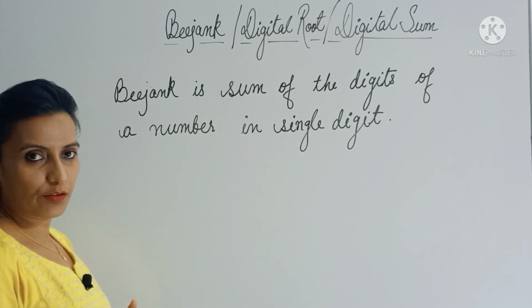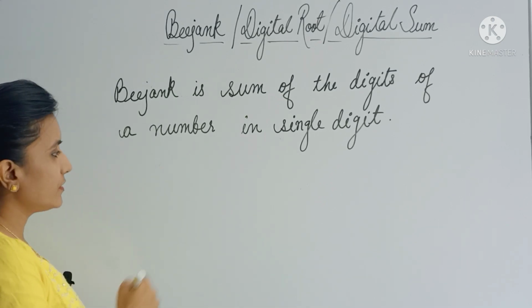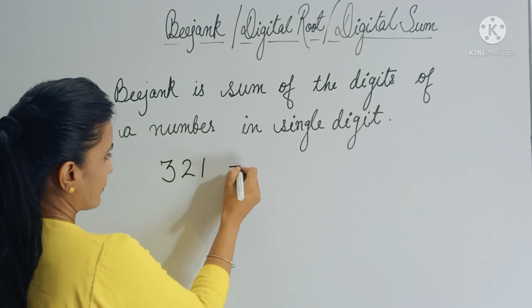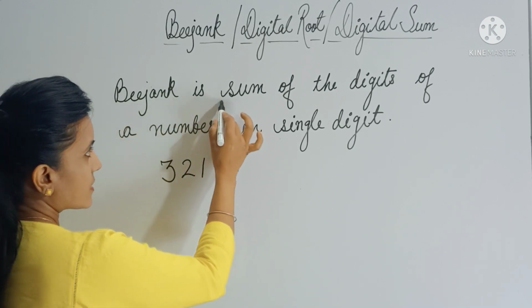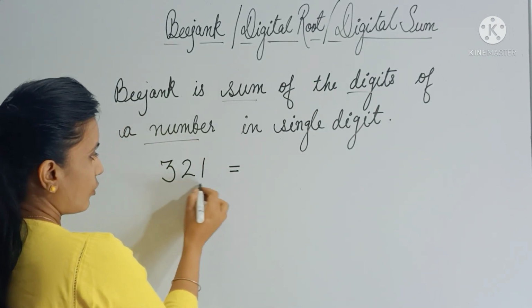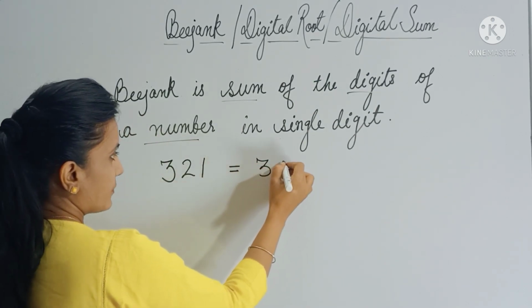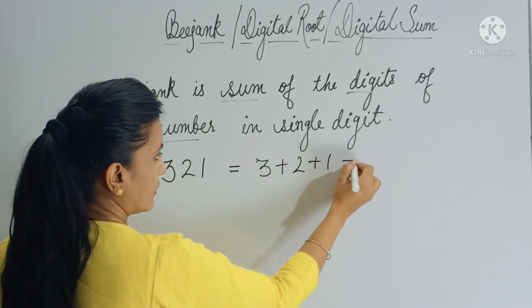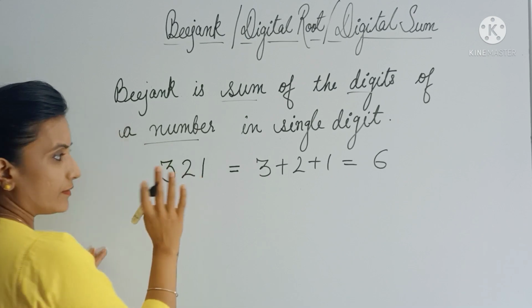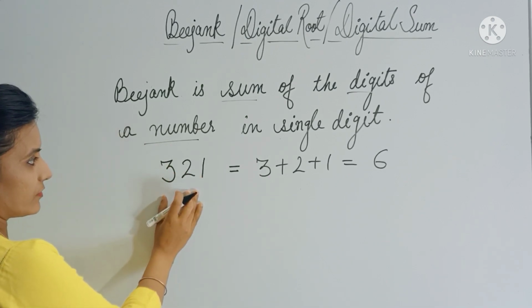Now what is the meaning of this? Let's take one example. Let's find out the Bijang of 321. Bijang is the sum of the digits of a number, so we will be adding all these digits. 3 plus 2 plus 1 will give you 6, right? So 6 is the Bijang of 321.